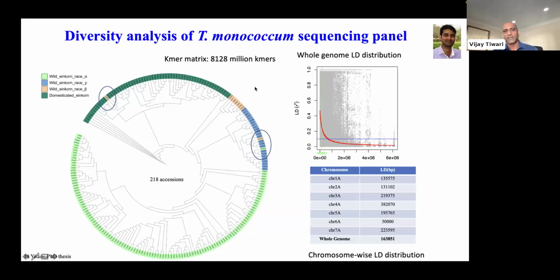What is interesting is that we followed Brandeis' paper from Nature Biotechnology, and we developed a k-mer matrix, which has about 8,000 million k-mers. And when we looked at the LD distribution, we found that the LD block for each chromosome is on average about 150 kb. And in wheat or diploid wheat, you are looking at fewer than 5 or 6 genes in that particular interval. So that really excited us, and we started doing some GWAS.